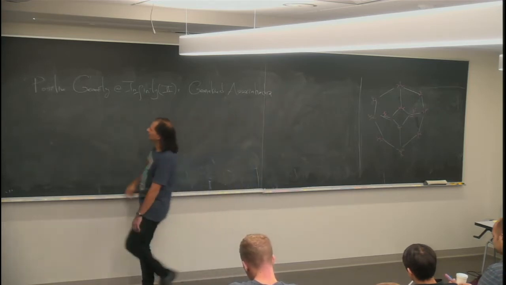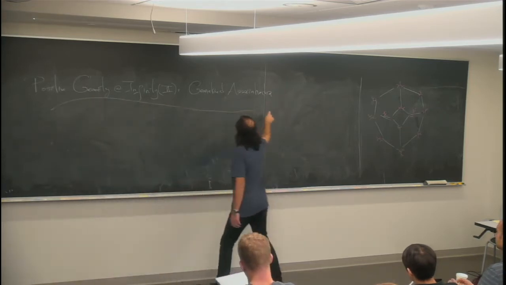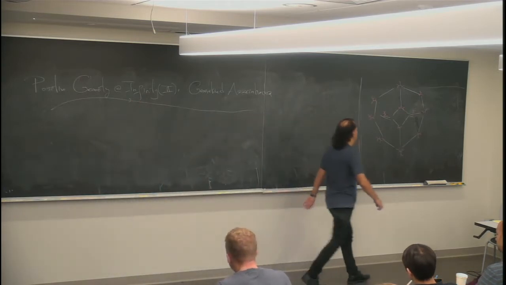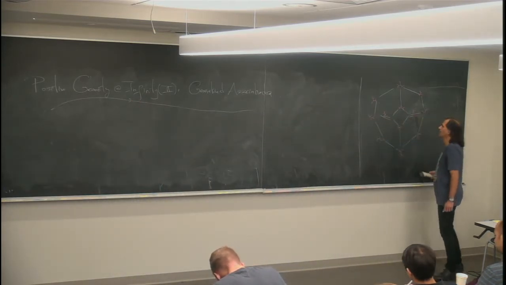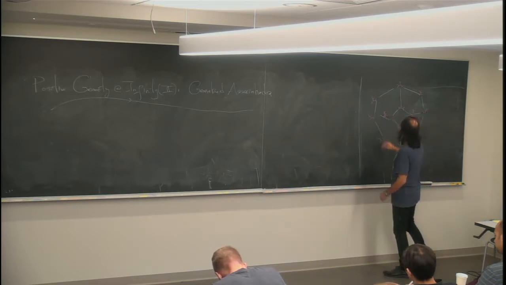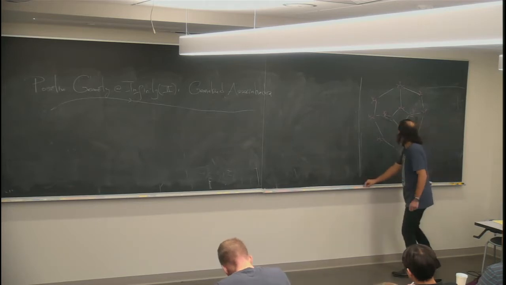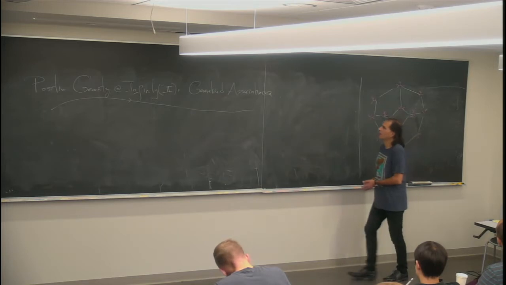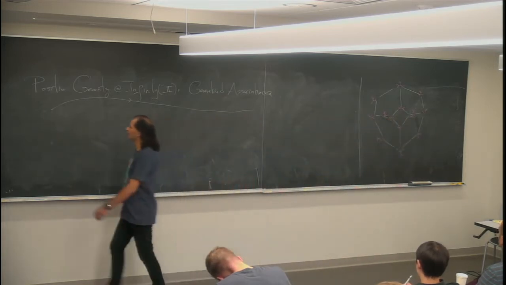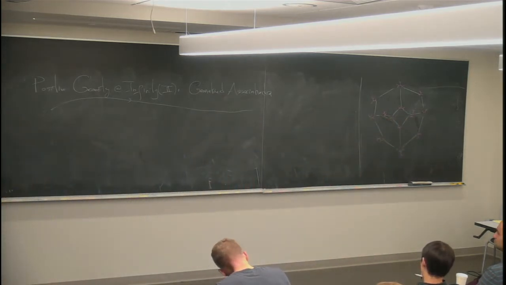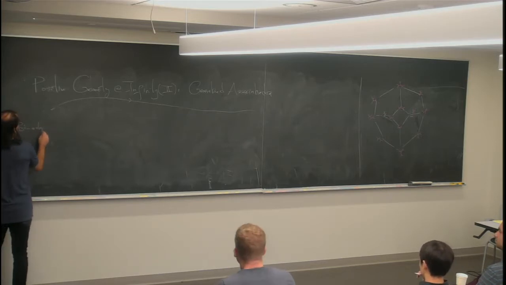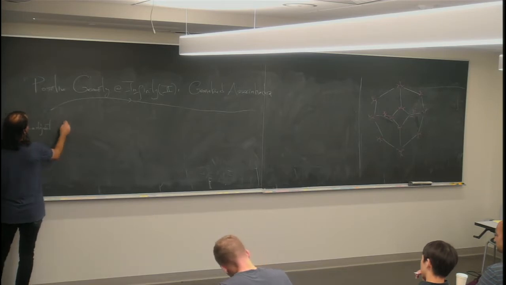Okay, so now we're going to ask the same kind of questions again, but for a different class of theories. Now the theories that we're going to talk about are much simpler. Okay, so the theories that we're going to talk about are the so-called, this mouthful, bi-adjoint phi cube theory.